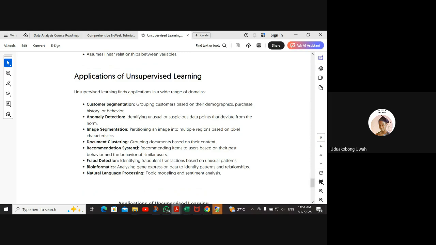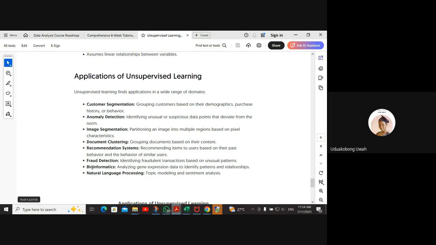So another is the recommendation system. It recommends items to users based on their past behavior and the behavior of similar users. Another example is that maybe you go to a particular eatery, and once you go there, you like eating jollof rice. So the next time you go there, the waitress will say, I believe it's jollof rice you want to eat again today. So this is based on your past behavior and what you've been patronizing. Then fraud detection, I've mentioned this.